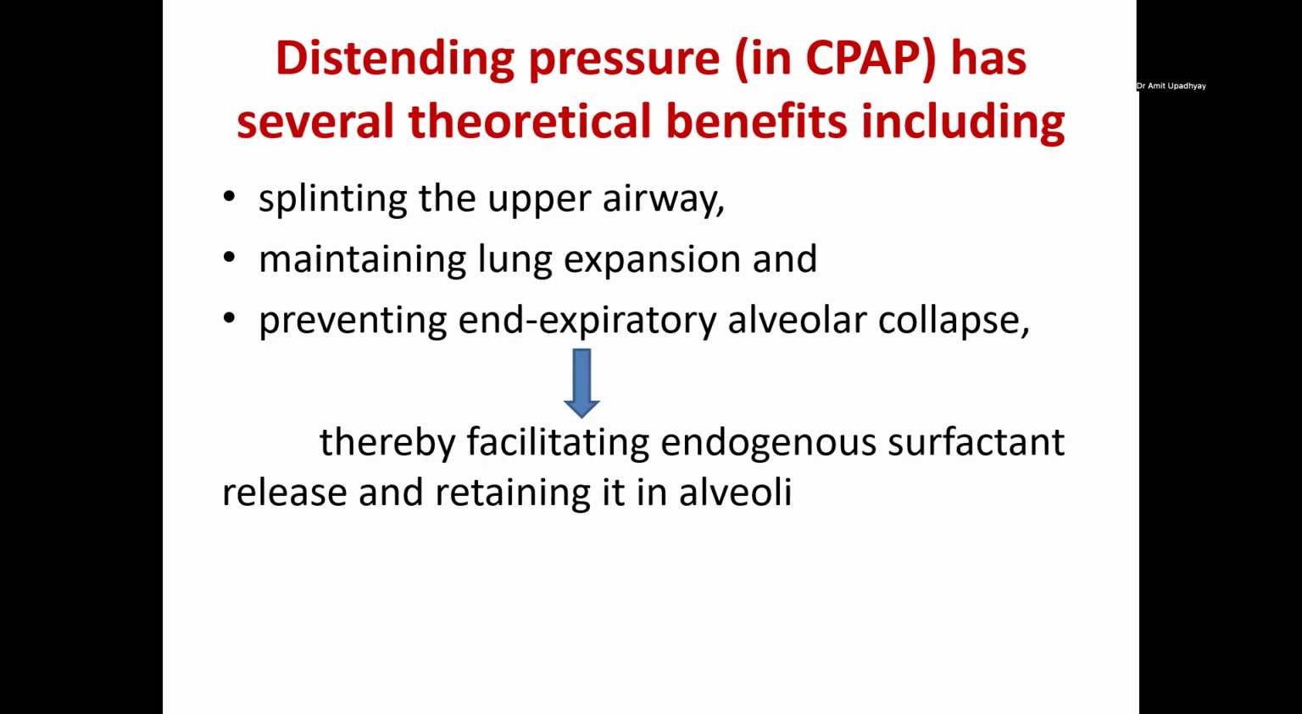So it was realized very early in the 70s by Gregory et al, who started this CPAP in 72, 73, that prevention of end expiratory alveolar collapse is the key physiological factor which CPAP provides, thereby facilitating endogenous surfactant release and retaining it in the alveoli. Because if hypoxia happens, if VQ mismatch happens, then the type 2 cells which produce surfactant are damaged serially with time, and surfactant production is reduced further.